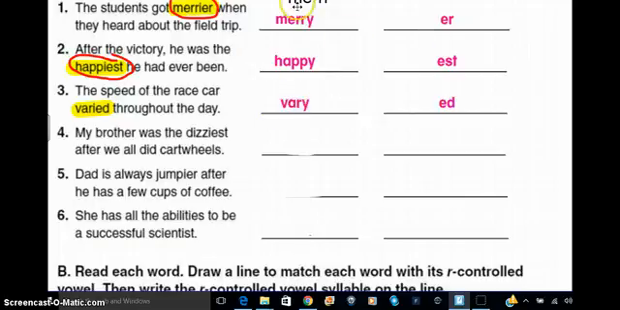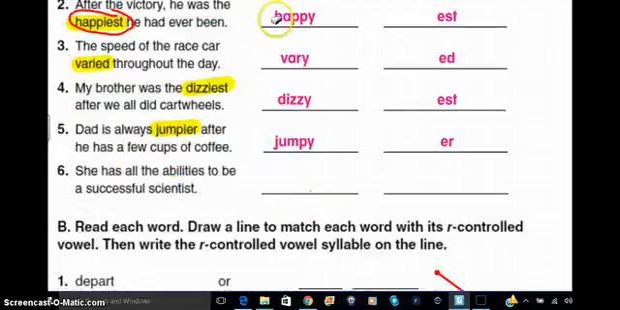Good. My brother was the dizziest after we all did cartwheels. Dizziest. Good. EST. What's my base word or root word? Dizzy. Good. Dad is always jumpier after he has a few cups of coffee. Jumpier. What's my ending? ER. My base word? Jumpy. Oh, they all end in Y. So now you know when you're going to go spell those words, you need to drop the Y, don't you? And then add your ending.